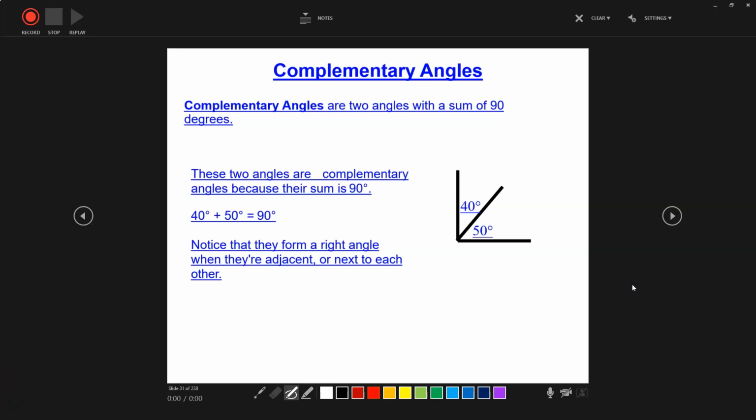So we have adjacent angles, congruent angles, complementary angles. What is a complementary angle? Complementary angles are two angles with a sum of 90 degrees. If we take a look at this one on the right, one angle is 40 degrees, the other is 50 degrees. If you add them together, they equal 90 degrees. That would mean they are complementary. So complementary means the angles add up to 90.